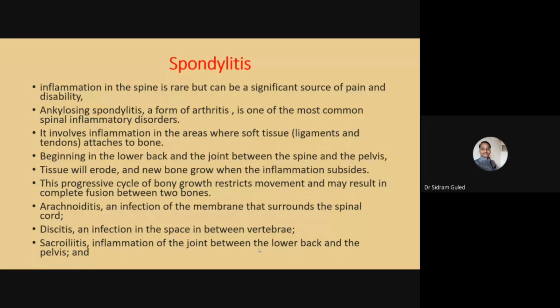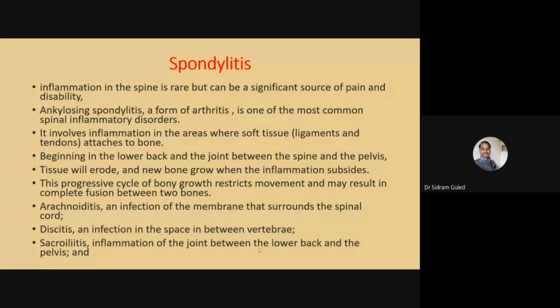The tissues will erode, and the new bone growth will happen. When inflammation subsides, the new bone growth will be there. As there is new bone growth, a union of the bones, the discs or the vertebrae, will happen, and that will lead to what we call a bamboo spine.